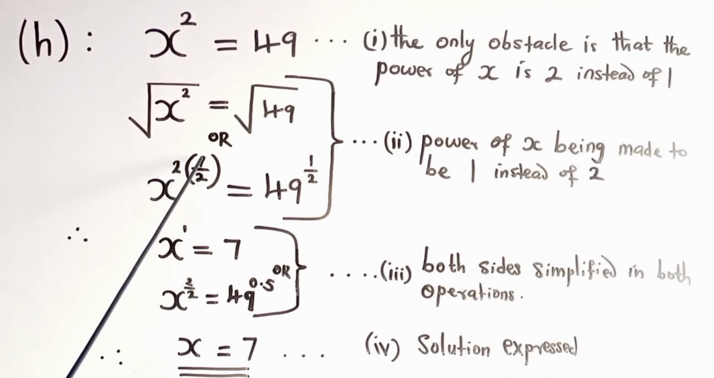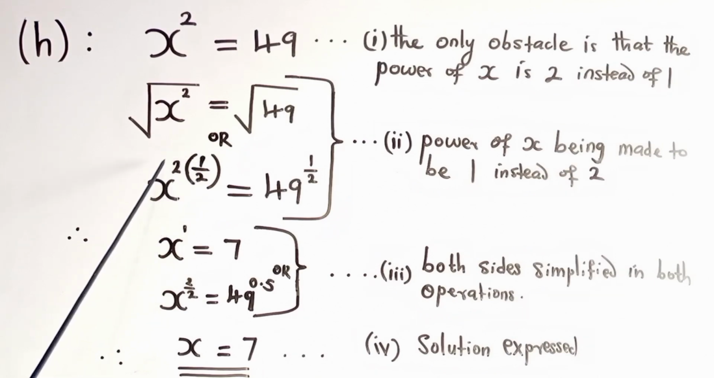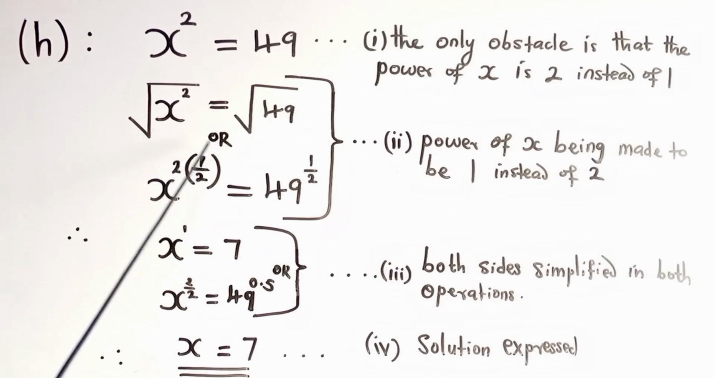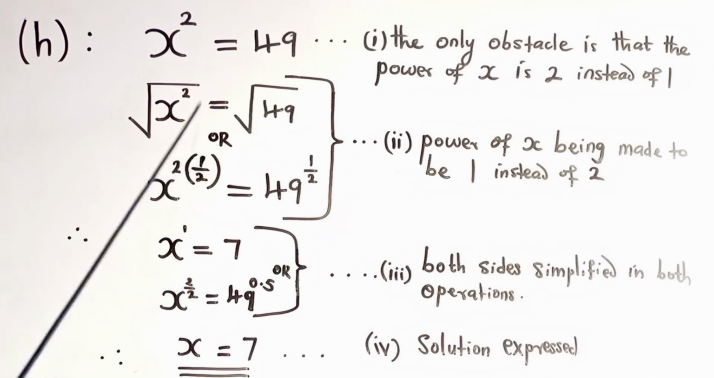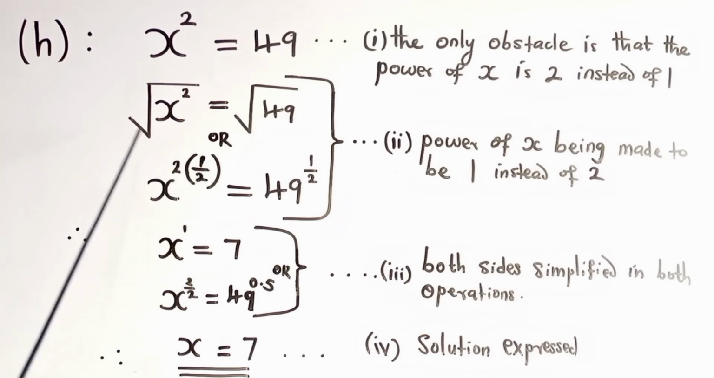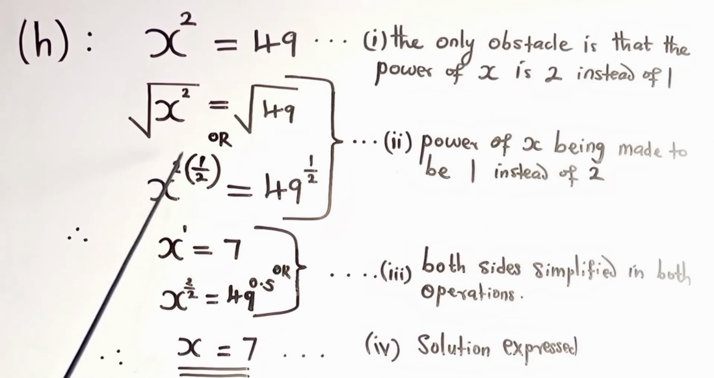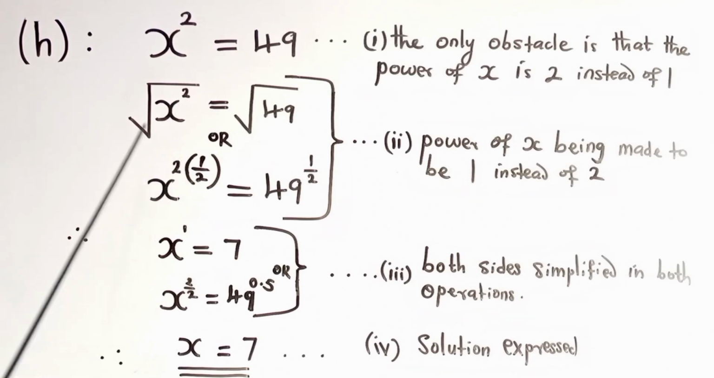2 times 1 over 2. If what you have here is 3 as a power, what you should do is to raise the whole thing to power 1 over 3. If what you have here is 4, what you should do is to raise the whole thing to power 1 over 4. If what you have here is 5, what you should do is to raise the whole thing to power 1 over 5. But what we have here is 2. So we raise the whole thing to power 1 over 2.